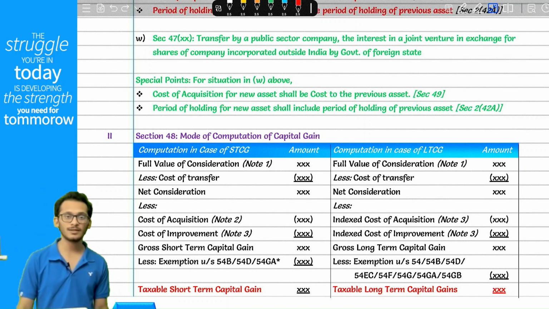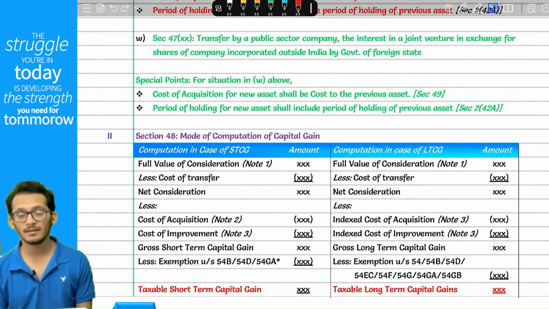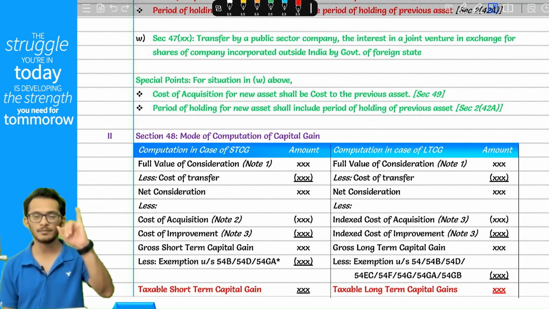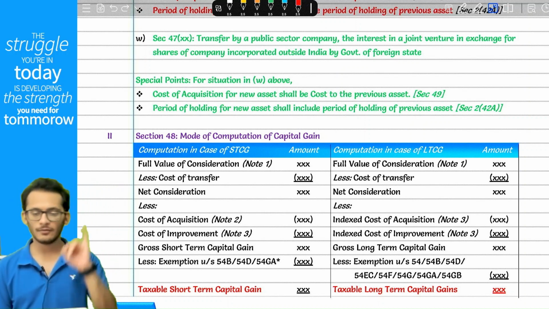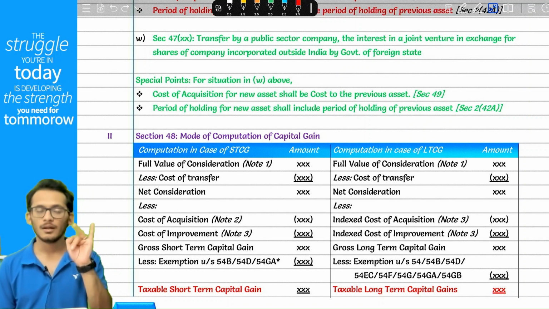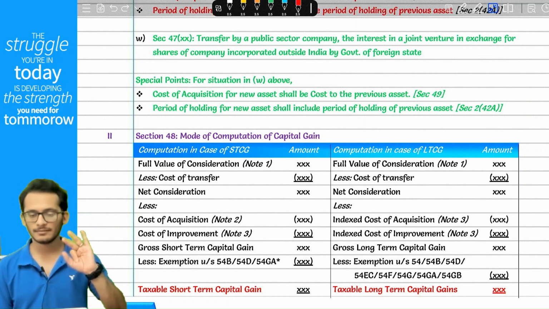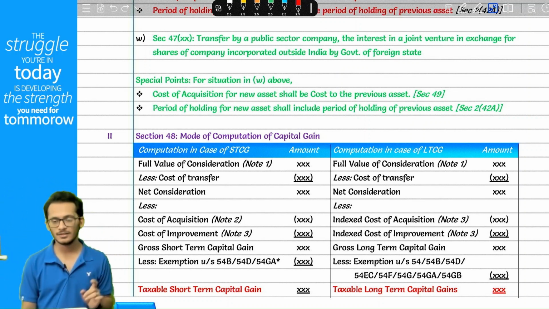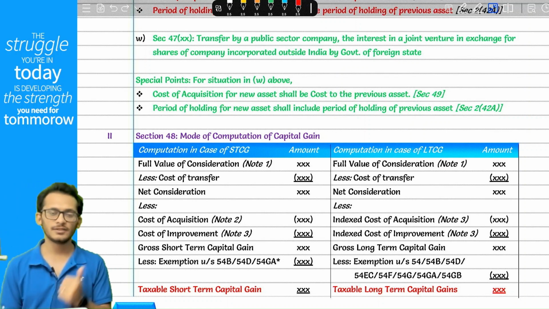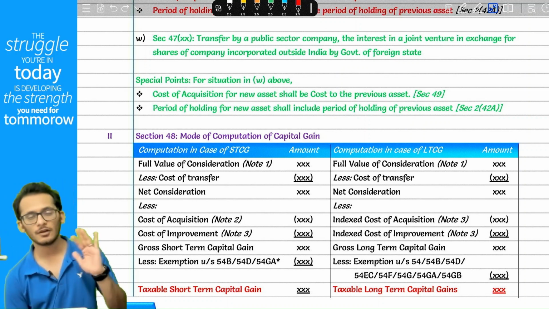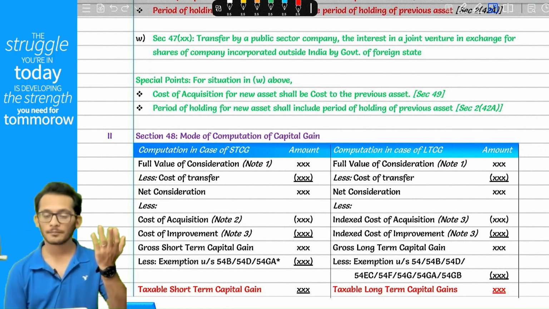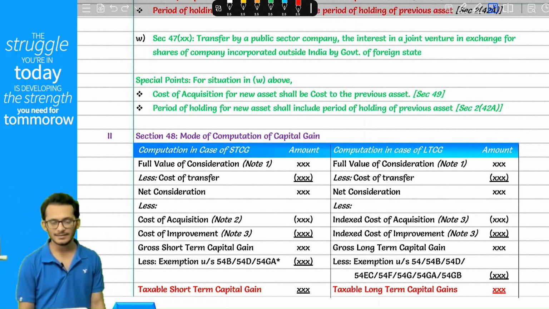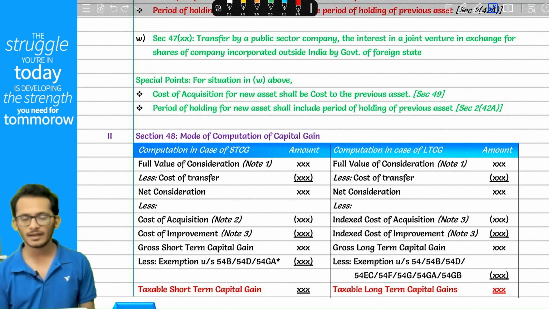Now that you have understood what is capital asset and transfer, you need to prepare the mode of computation. Capital gains computation format is starting from full value of consideration, reduce cost of transfer. You will arrive at net consideration. In this, you will reduce cost of acquisition or indexed cost of acquisition. If it is a long-term asset, then you will reduce cost of improvement or indexed cost of improvement in order to arrive at your capital gains. Let's look at these items one by one.